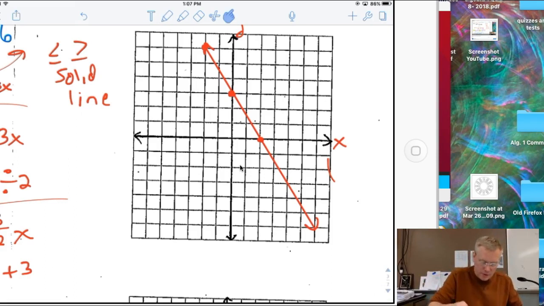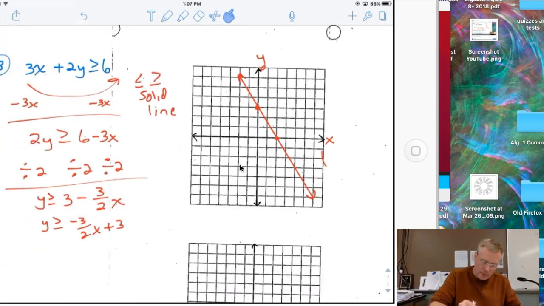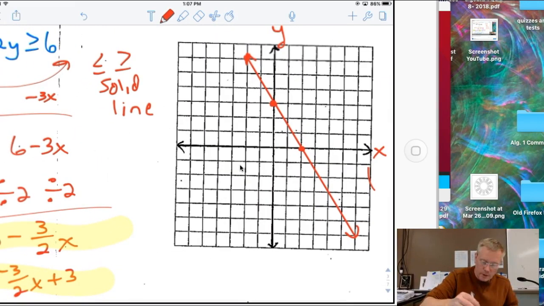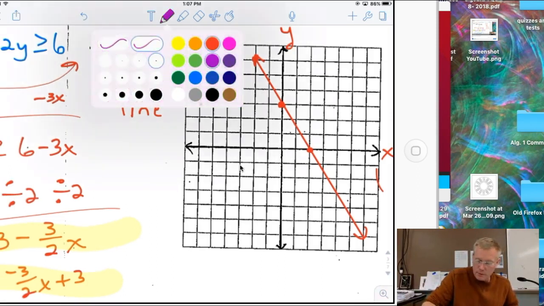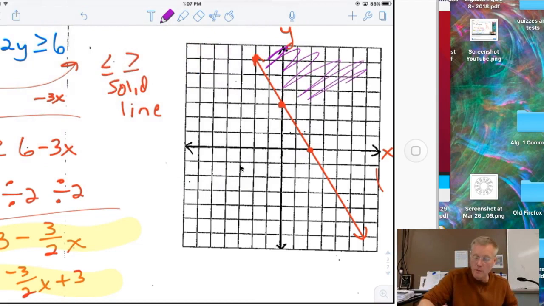Okay, now let's talk about which side of the line am I shading. So I'm going to go back down to this version of the equation down here, or that one, which really they're all the same in fact. Y is greater than or equal to. So since it's y is greater than or equal to, I'm going to shade above the line. Let me pick out another color here. I'm feeling purple today. All right, here we go. There we go. Shade that side of the line.